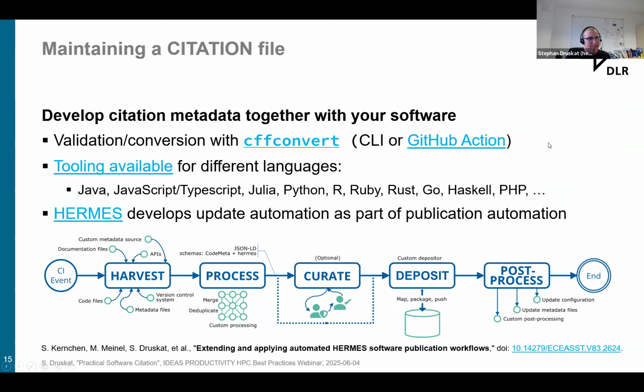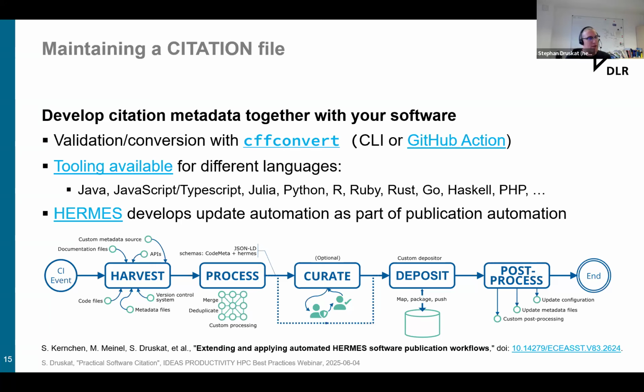Okay, maintenance. Maintenance is of course a crucial part. Ideally, you want to develop the citation metadata together with your software. I know this is another task on your to-do list, but especially in academia and as a research software engineer, we're in that position where this is the central part of our work. This is what we do. We develop the software, so we want to make sure that it's citable. We can receive credit for that work.